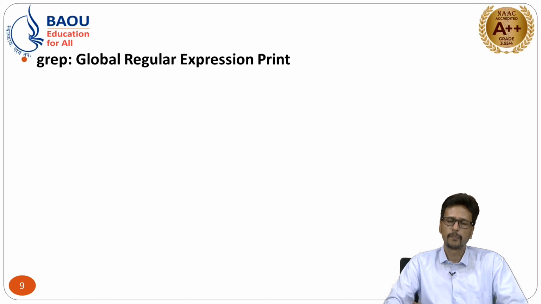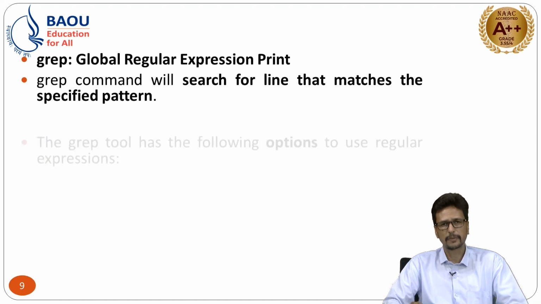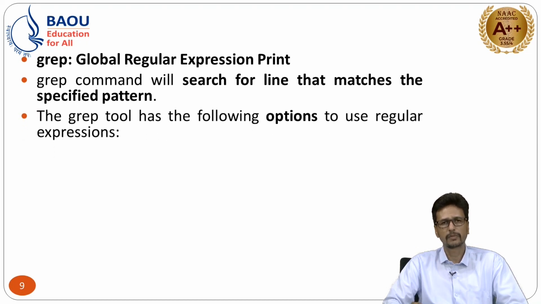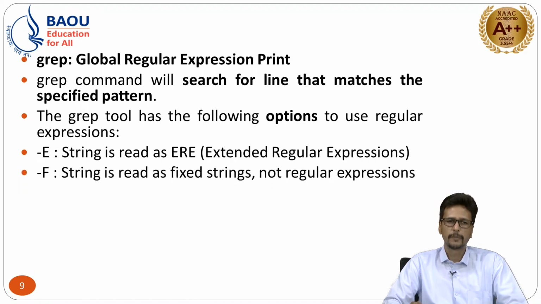Starting with the first, grep. The grep stands for global regular expression print. Now the grep command will search for lines that match the specific pattern. Now we have to assign that specific pattern with the options. Basically the grep family has other variations like egrep, fgrep and rgrep. If you don't want to use these commands, whatever the searching pattern, that can also be possible with grep, but with some options. For example, if you are using the grep command with capital E option, then whatever the string is, it is read as ERE, that is extended regular expression.